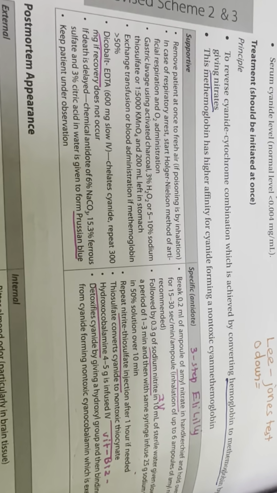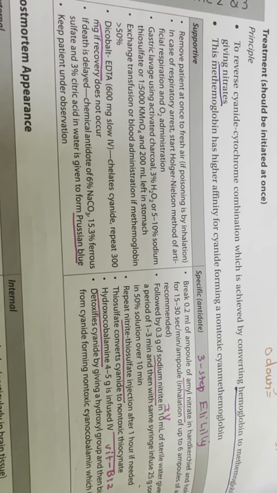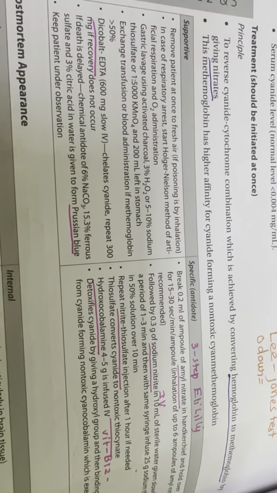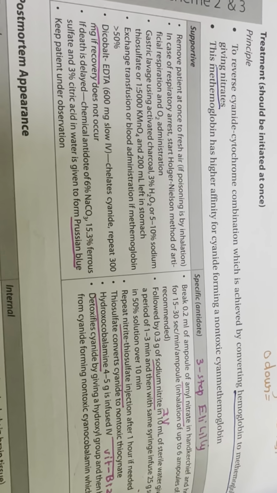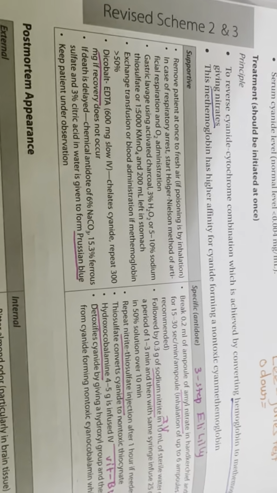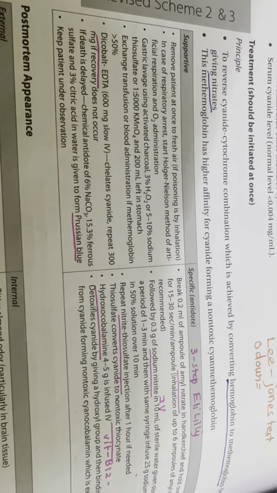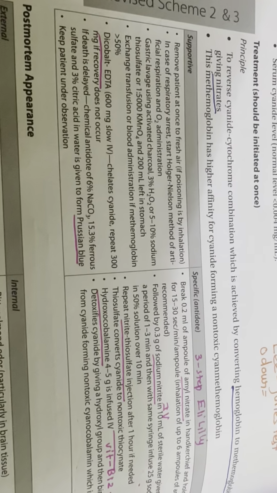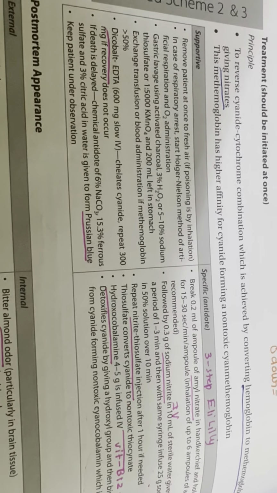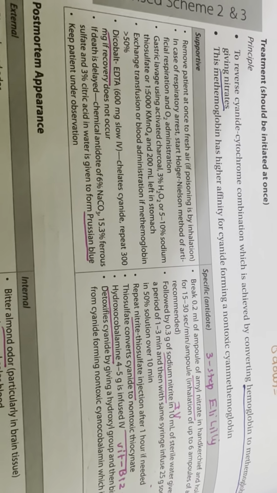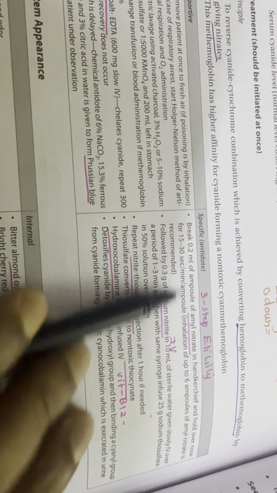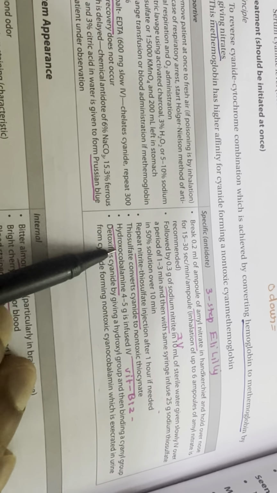So, treatment: remove patient at once to fresh air. In case of respiratory arrest, start Holger-Nielsen method of artificial respiration and oxygen administration. Gastric lavage using activated charcoal, hydrogen peroxide, or 5 to 10% sodium thiosulfate. Exchange transfusion or blood transfusion if methemoglobin is more than 50%. Dicobalt EDTA chelates cyanide; repeat 300 mg if recovery does not occur. If death is delayed, chemical antidote of 6% sodium carbonate, 15.3% ferrous sulfate, 3% citric acid in water given to form Prussian blue. Keep under observation. Then antidotes: amyl nitrite, sodium nitrite, thiosulfate, hydroxocobalamin.